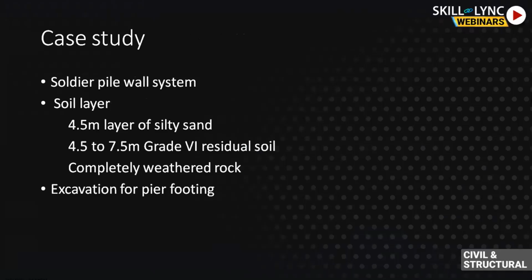Next we will be discussing one case study for a soldier pile wall system. We have to construct a footing at a depth of around 5 meters below the ground level. The soil layer present in that area is silty sand up to 4.5 meters. After that, we have a residual soil, and below 7.5 meters, it is completely weathered rock.